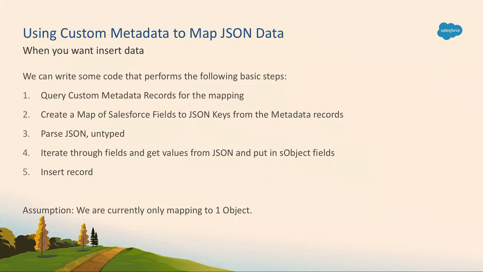And then you're going to take the payload that was sent to us, so that session JSON payload, and you're going to parse it. You're going to use an untyped parse. And then you're going to iterate through those fields in that map, and you're going to put the values of that JSON payload for each one of those keys into the corresponding generic S-object fields. And then you're going to insert the record. So as you can see, it's a very simple, straightforward approach. You write very little code, and you hard code nothing, right? Everything is dynamically attached to the right fields just by referencing the custom metadata types.